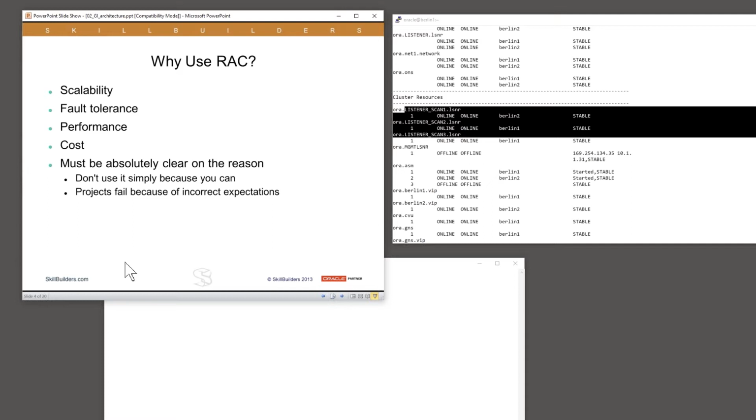You have to be absolutely clear why you are using RAC. You've got to be absolutely clear on that. You do not use RAC just because you can. You need to have a rock-solid reason for using it. I've listed on this slide some of the reasons that are often given for using RAC. And always remember, with RAC, you need to be clear on why you're doing it.